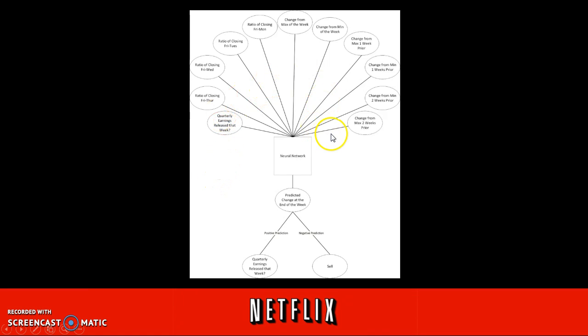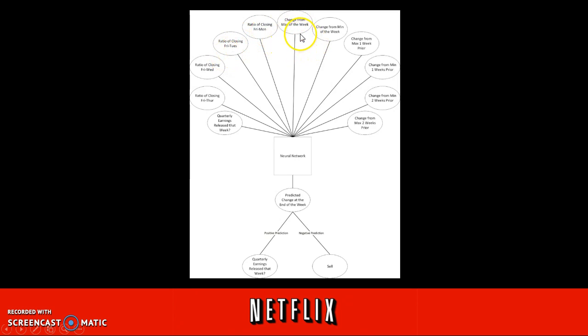We've got 11 inputs, and I'll quickly go over these. First is the quarterly earnings, and this is either a 1 or a 0. So yes, that week the earnings were released, or no. That's pretty simple. And this here is the ratio of the closing. It's basically the closing of Friday over the closing of Thursday. If it decreased, it'd be less than 1. If it increased, it'd be more than 1. And the same goes for the ratio of closing Friday, Wednesday, Tuesday, and Monday.